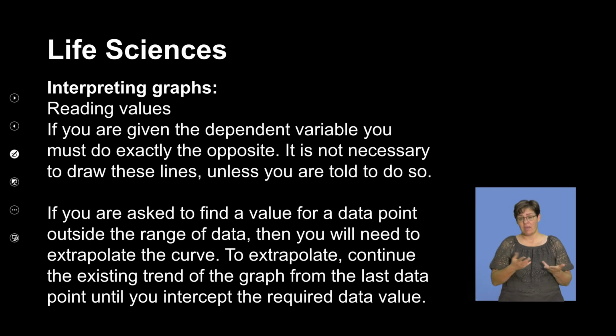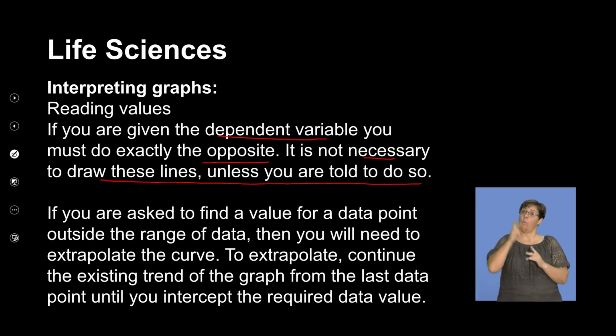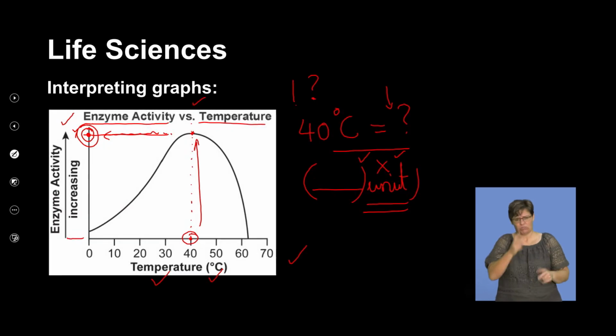If you are given the dependent variable, you must do exactly the opposite. It is not necessary to draw lines unless you are told to do so. So if we go back to that slide, sometimes you'd be asked to determine at what temperature the enzyme activity would be, say at this point. I'm not too sure what the variable would be. Say if this was 50 units. Okay, I'm using some arbitrary units. Determine the temperature at which the enzyme activity would be 50 units.